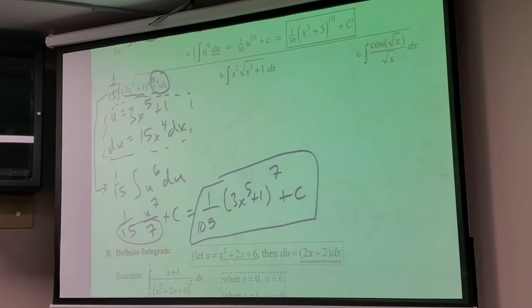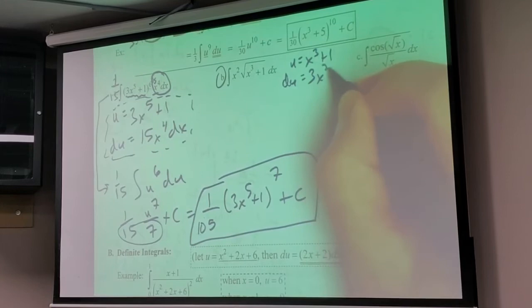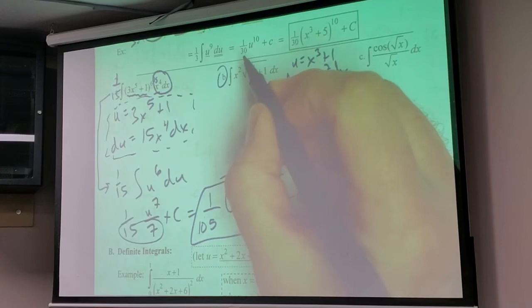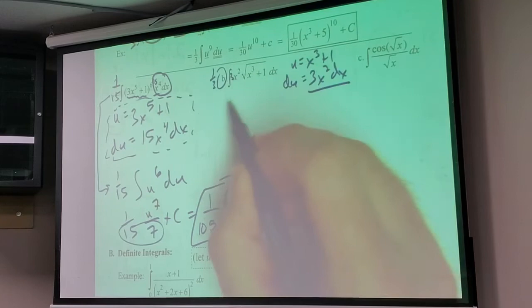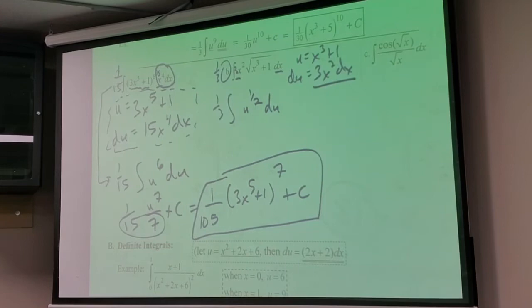What's the u up here for part B? And then du is 3x squared dx. So I don't quite have this yet, so if I put a 3 inside, I've got to put a 1/3 outside. So I get 1/3 integral, 3x squared dx is du, and then I'm going to write this as u to the 1/2. Is that cool? And that's easy, right?